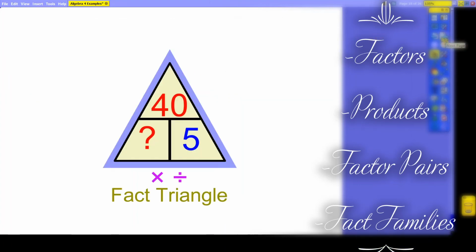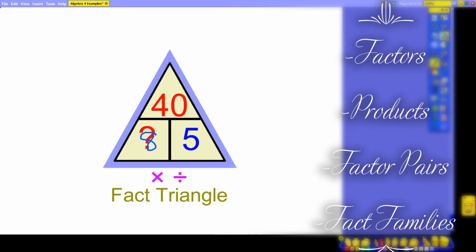We have a fact triangle here. So we used a couple of them earlier. So remember, factors are here. Two numbers multiplied together gives the product on the top. So here you are. So what times 5 is 40? So the answer is 8. Okay, so 8 times 5 is 40.